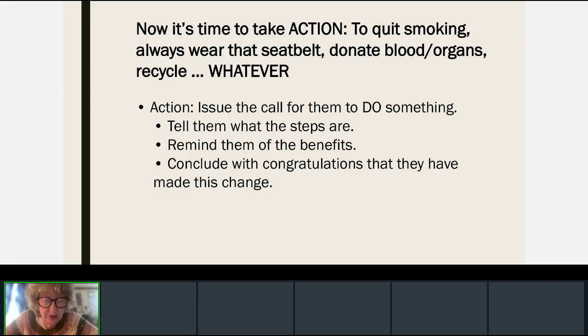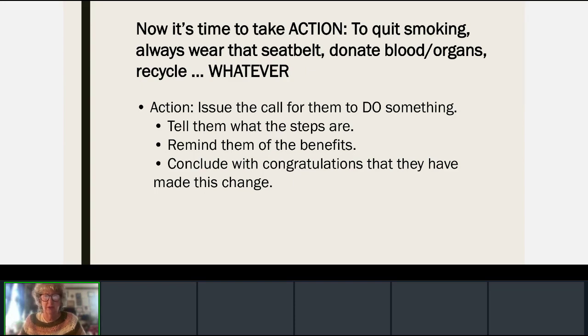And now it's time to take action. Remember, I talked about the call to action. Well, that's the fifth step in Monroe's motivated sequence. This is where you actually say to the audience, okay, I've just spent the last 6 minutes talking to you about this, and this. Now it's time to do something. So come on. It's time for you to throw those cigarettes away.